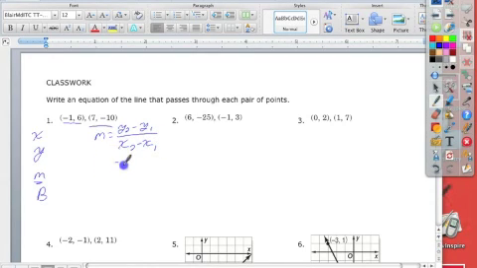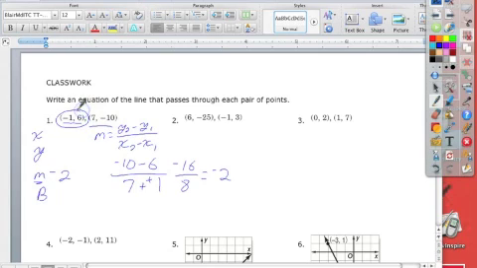y2 is negative 10 minus 6 over x2, I'm sorry, 7 minus negative 1. 2 negatives make this a positive. I'll wind up with negative 16 over 8, which reduces to negative 2. So my m is negative 2. Now neither one of these has a 0. Both of them have negatives. This is my smaller numbers, so this is the one I'm going to use, negative 1 and 6.